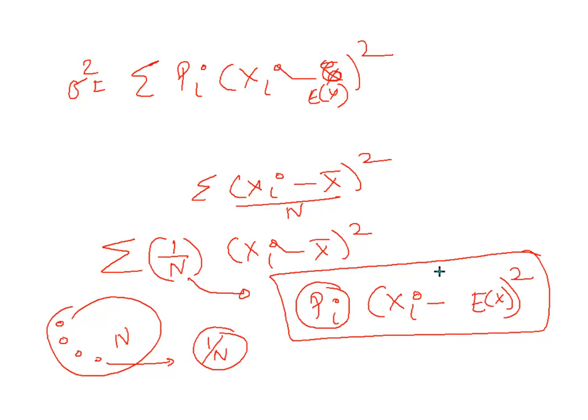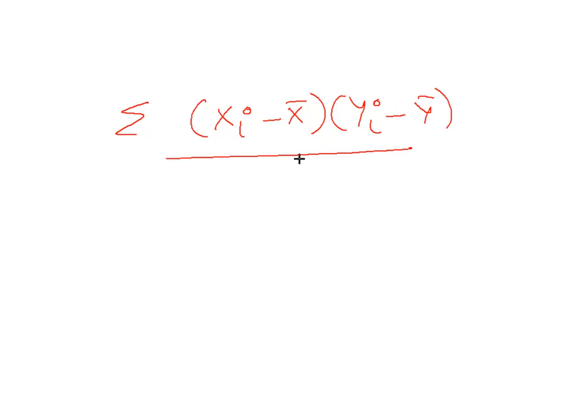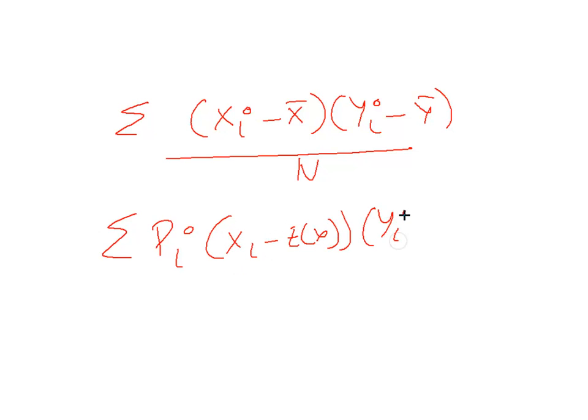Covariance is how two variables are moving with respect to each other. So rather than talking about the square, what we do is multiply this with your yi minus the expected value of y. So this will become your covariance. Covariance in descriptive statistics is the summation of (xi minus x bar)(yi minus y bar) divided by n. But in expected value, because we are bringing the concept of expectation, it is (xi minus Ex)(yi minus Ey). This is your covariance formula, right?